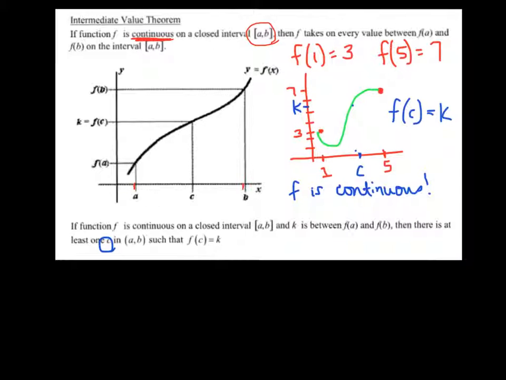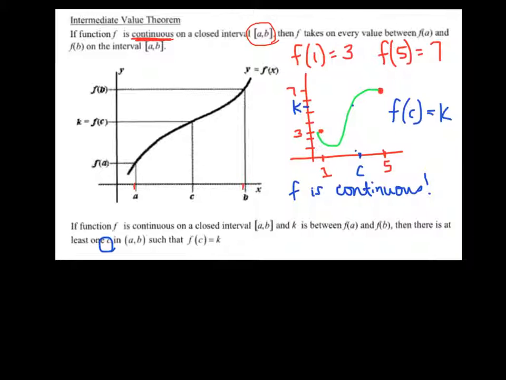And it had to be that c was between 1 and 5 and that k is between f of a and f of b, in this case 3 and 7. Okay, so you can kind of see how this makes sense. Like I said, it's a continuous function. You have to get from point A to point B.